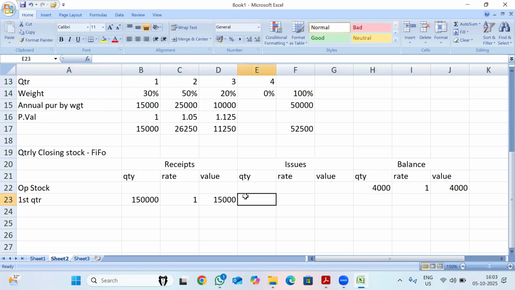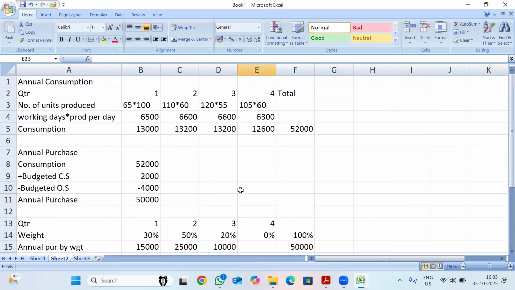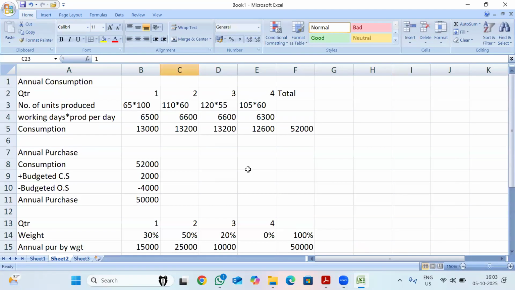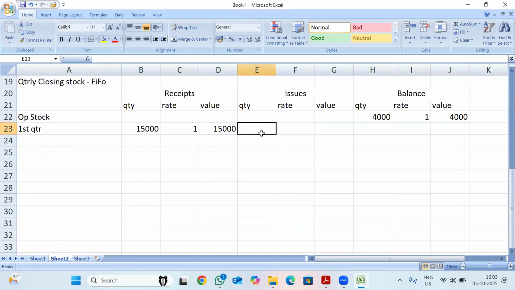So my issues. How much am I issuing during first quarter? First quarter consumption, how much will it be? My purchase is 15,000, fine. But how much am I going to issue during first quarter? The consumption is 13,000 units. So I am issuing on FIFO basis. This 13,000, I'm going to issue based on first in first out method.